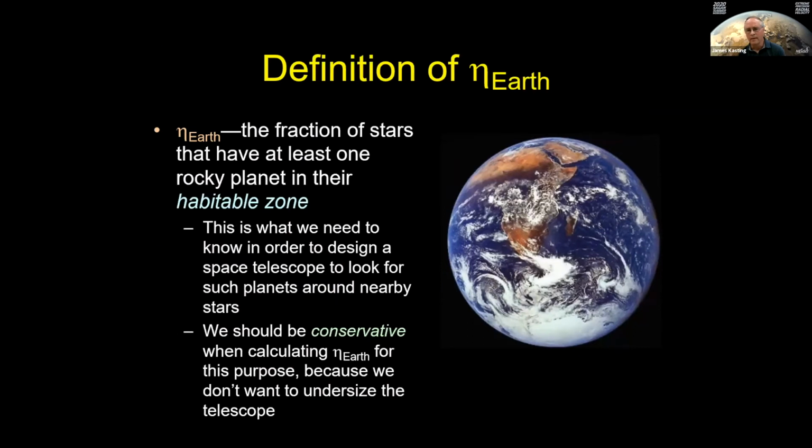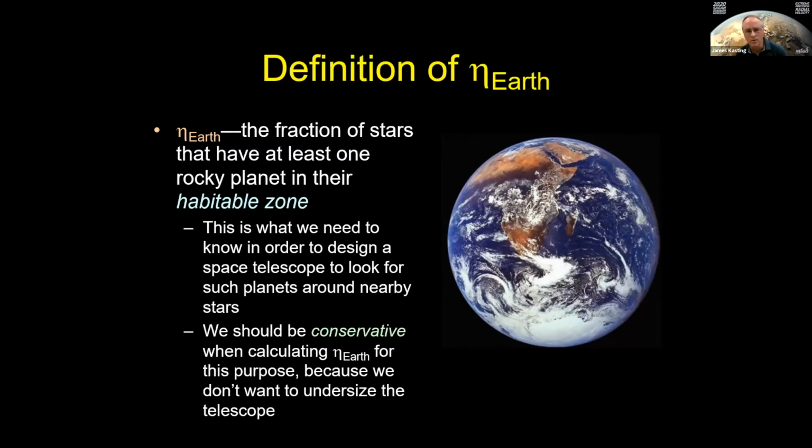All right, that leads to the definition of two terms. One is this parameter eta sub Earth, which the astronomers have defined. It's the fraction of stars that have at least one rocky planet in their habitable zone. For those who are familiar with the Drake equation for looking for intelligent life, eta sub Earth is very similar to n sub e, the number of Earth-like planets per planetary system in the Drake equation, except eta sub Earth is normalized to be between 0 and 1.